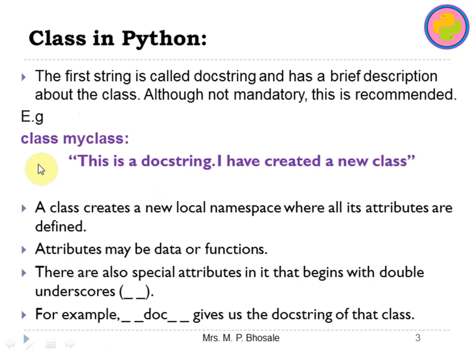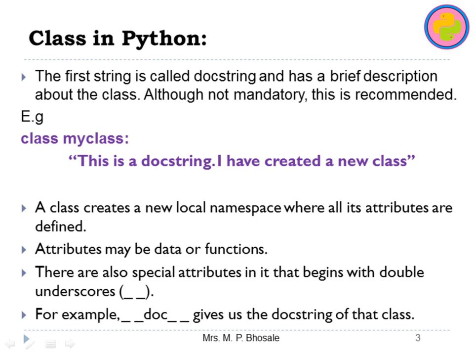The first string is called a docstring and has a brief description about the class. Docstring is not mandatory, it is optional, but it is recommended for further reference, and you can write the purpose of the class as a docstring so that afterwards if you want to know the use of that class you can find it out. Here is an example, class my class, colon is compulsory. Then when you press enter you will get indentation, and in double quotes you can write the docstring. So this is a docstring. I have created a new class, and the docstring is here.